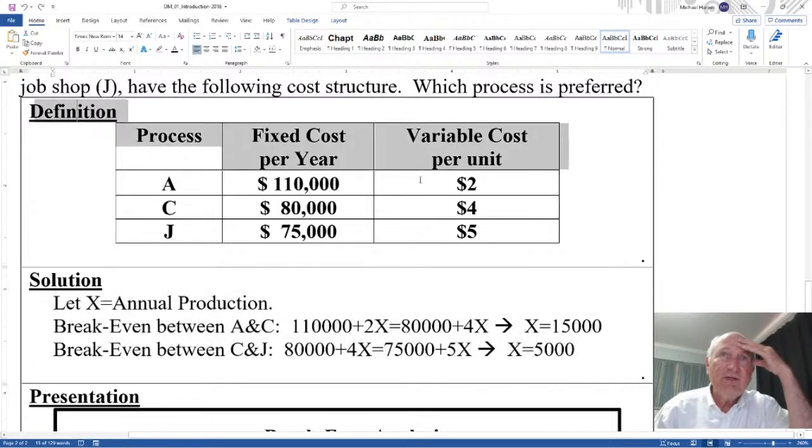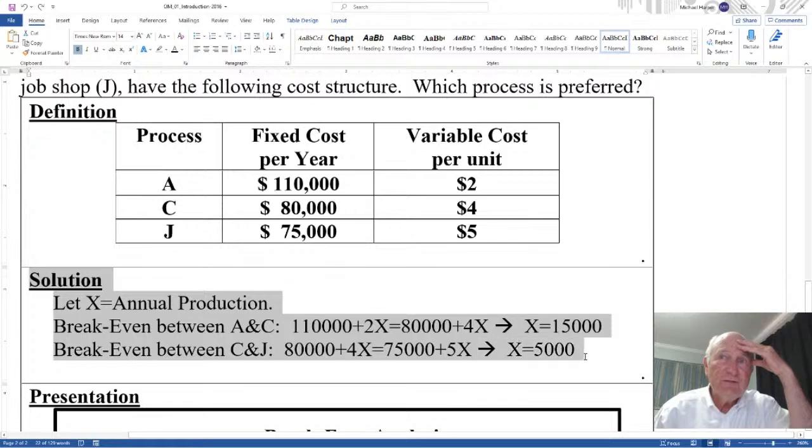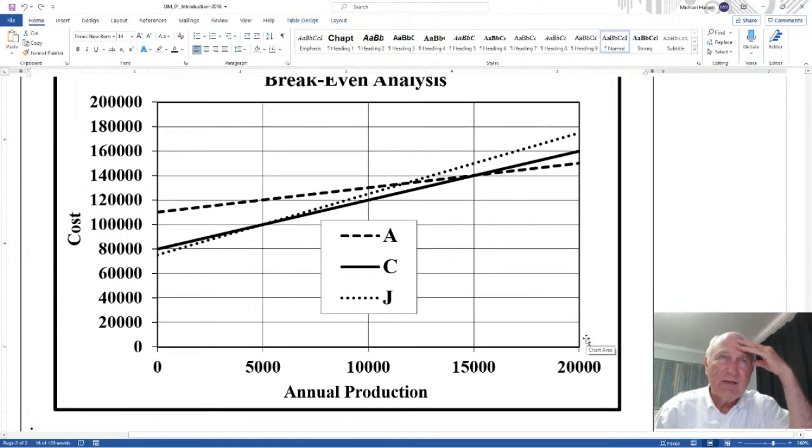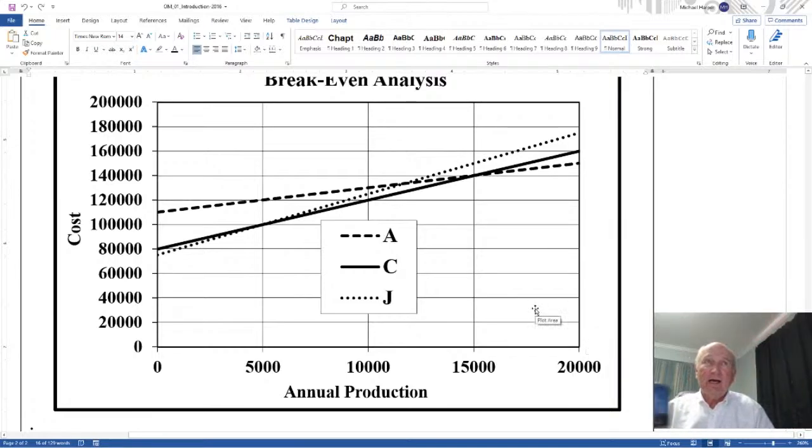So here's the definition. Here's a solution. And finally is the representation, the presentation of the numbers. And I'm going to use a graph here. You can represent this different ways. I can use it graphically.